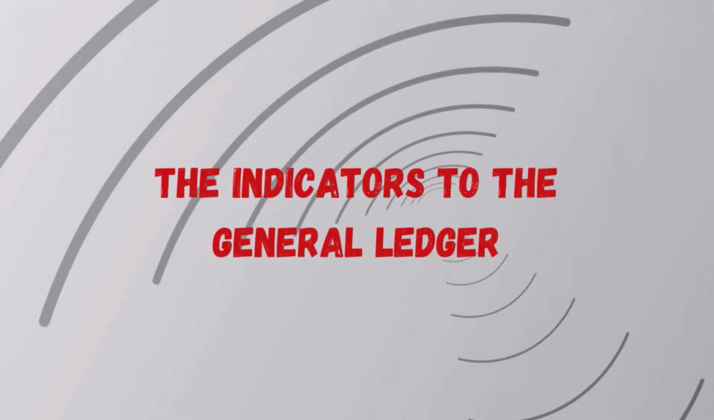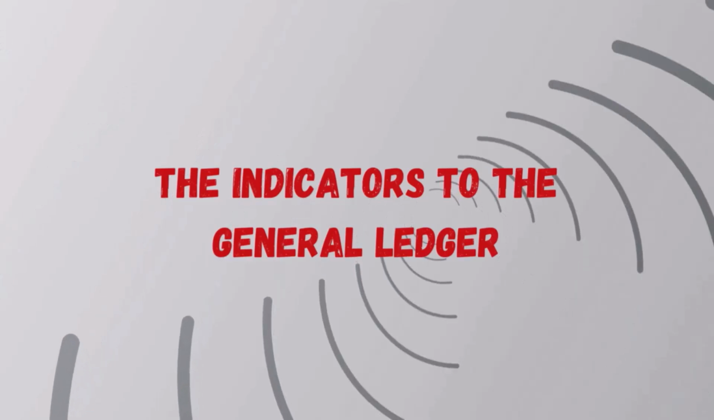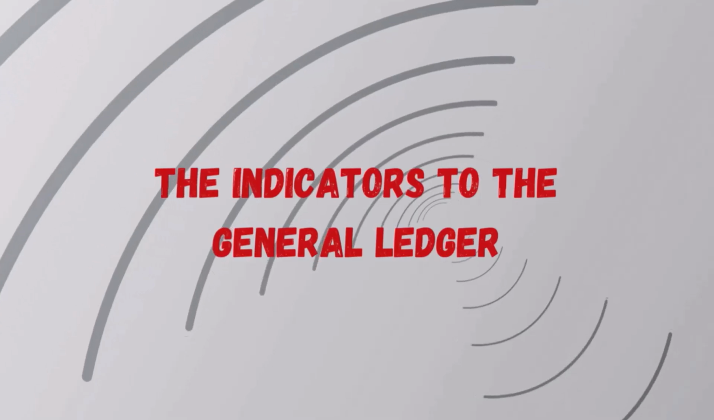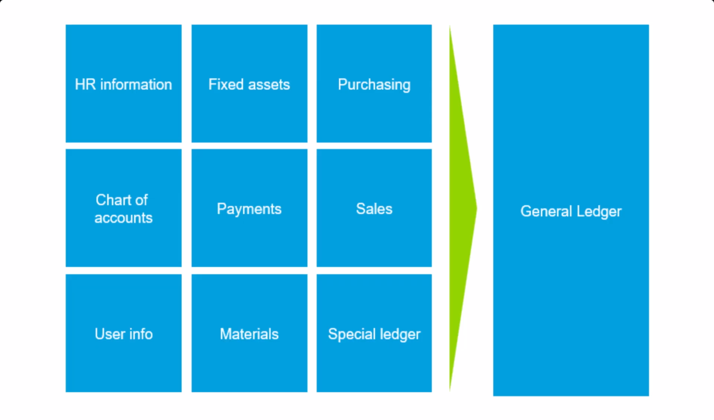So what do we do in order to get our FCPA one-pager? What we're going to do is get information from all around SAP: HR information, fixed assets information, purchasing information, payments information, sales information, user information, materials information. We're going to get information about special ledger because we don't want to put special ledger stuff in our analysis. It's just going to mess it up and give us a whole load of noise. Because if it's a special ledger, it's not really something that's interesting.